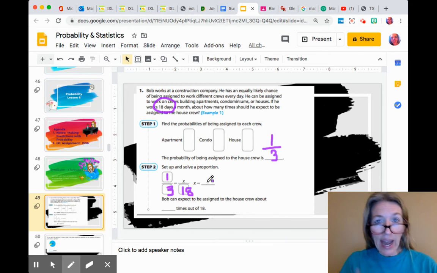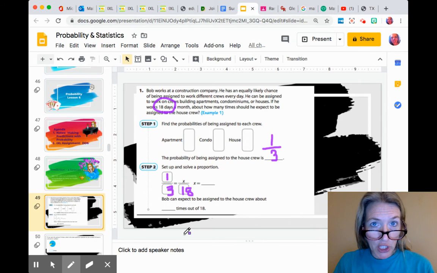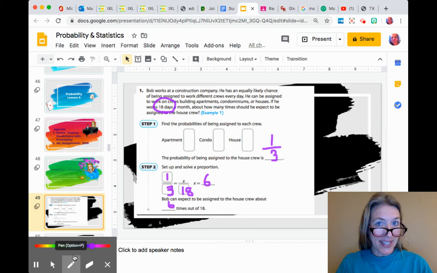So when I do that, I can solve a proportion, as you remember, 2 different ways. I can either cross multiply and divide, or I can use scaling. Now this particular proportion is pretty easy, and we can all probably solve this through scaling. I can see the relationship between 3 and 18. If I multiply times 6, I'm going to get 18. So I'm going to multiply the numerator times 6, and then X would have to be 6. So we can expect that Bob would actually be assigned to the house crew 6 times out of the 18 days. All right, so there's example number 1.